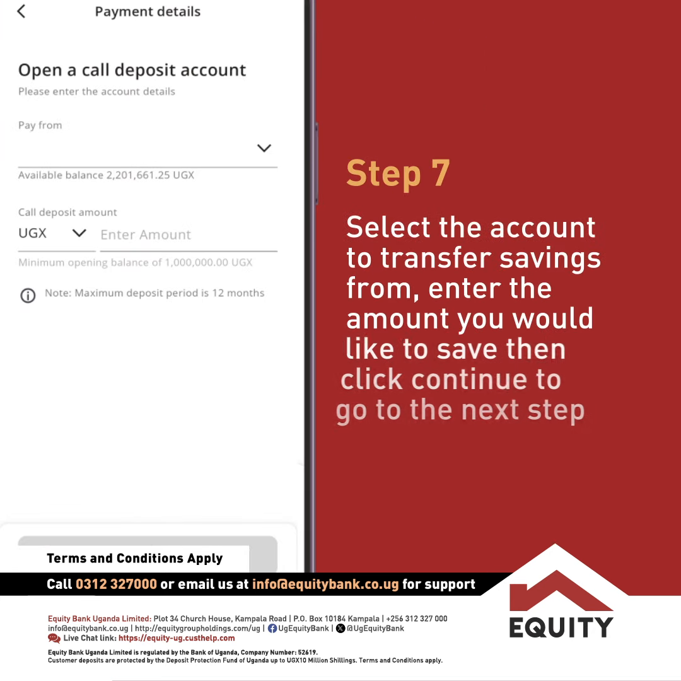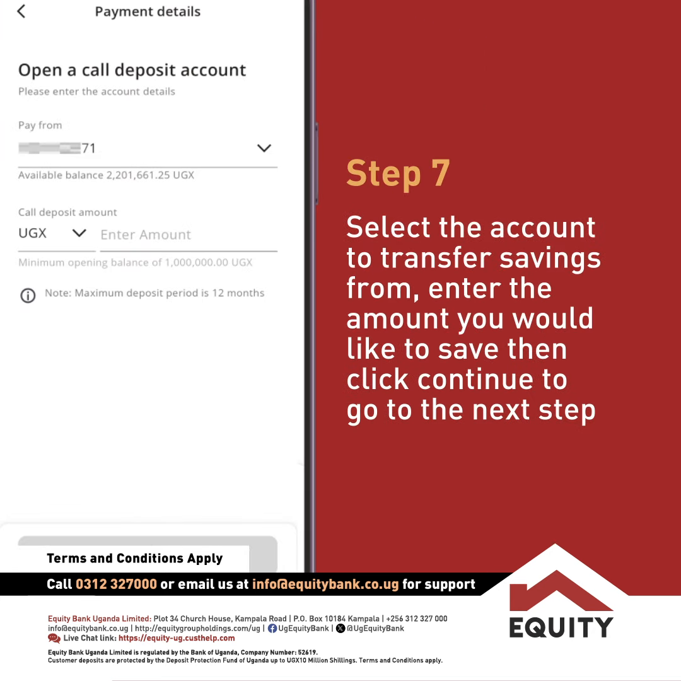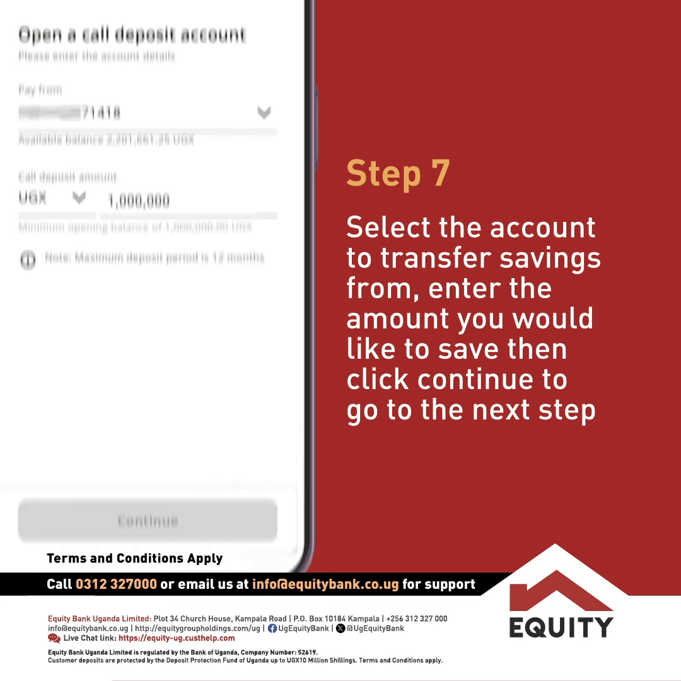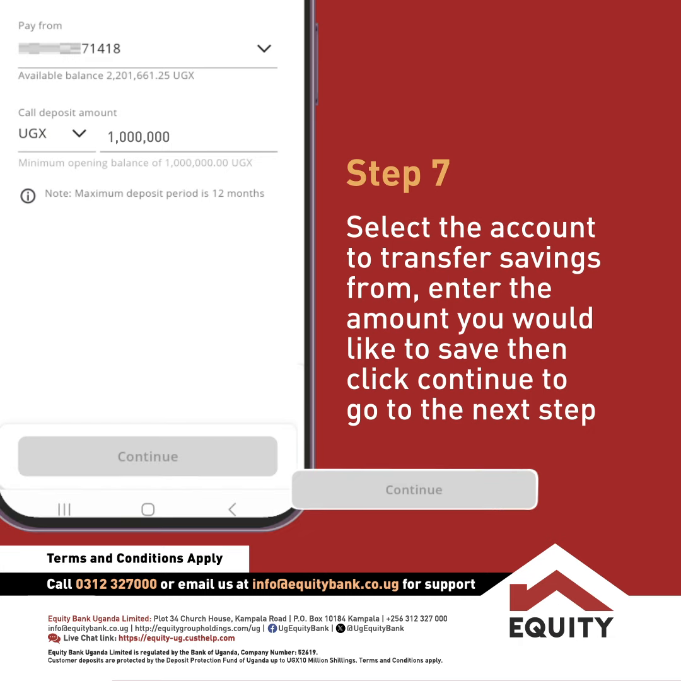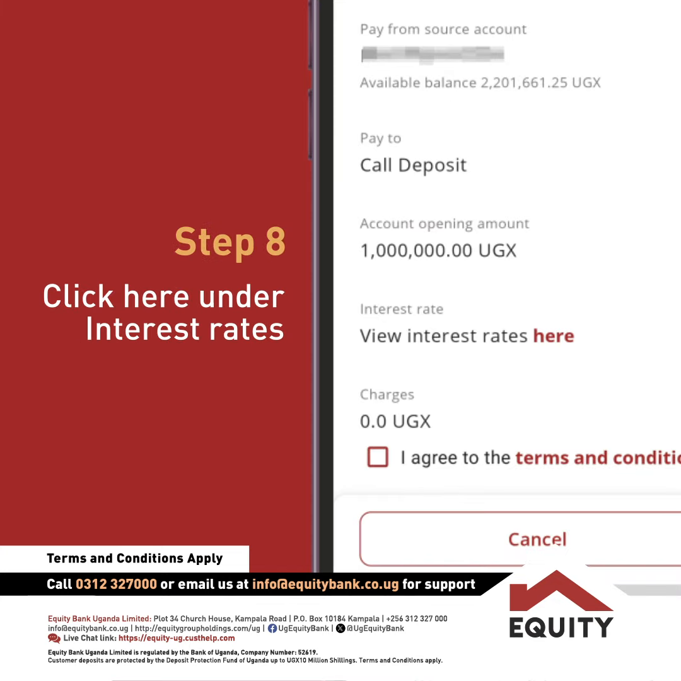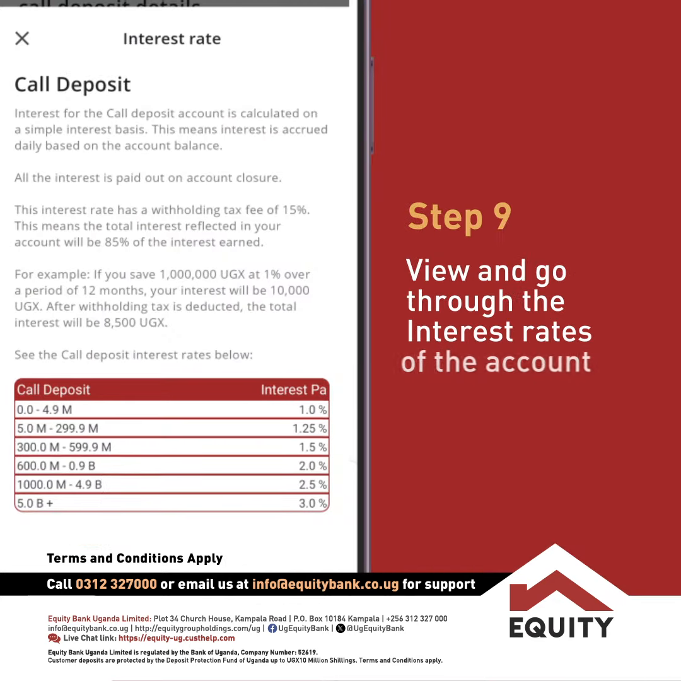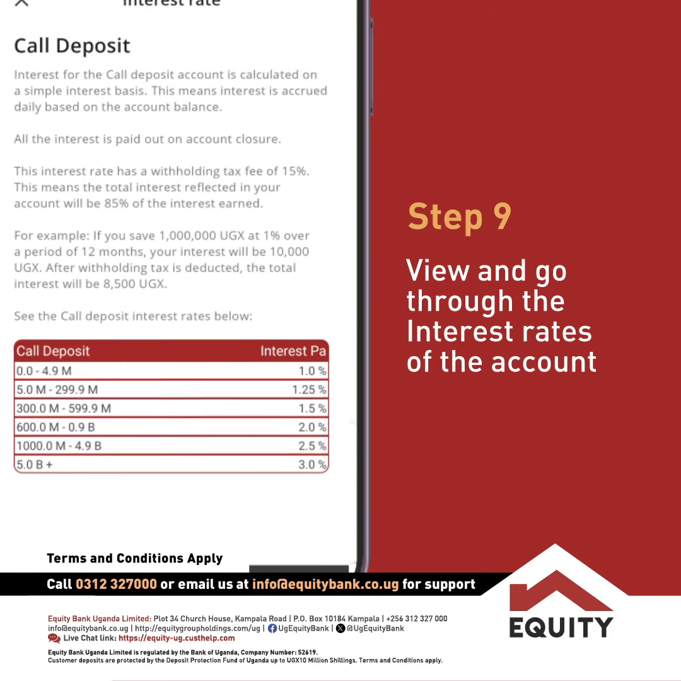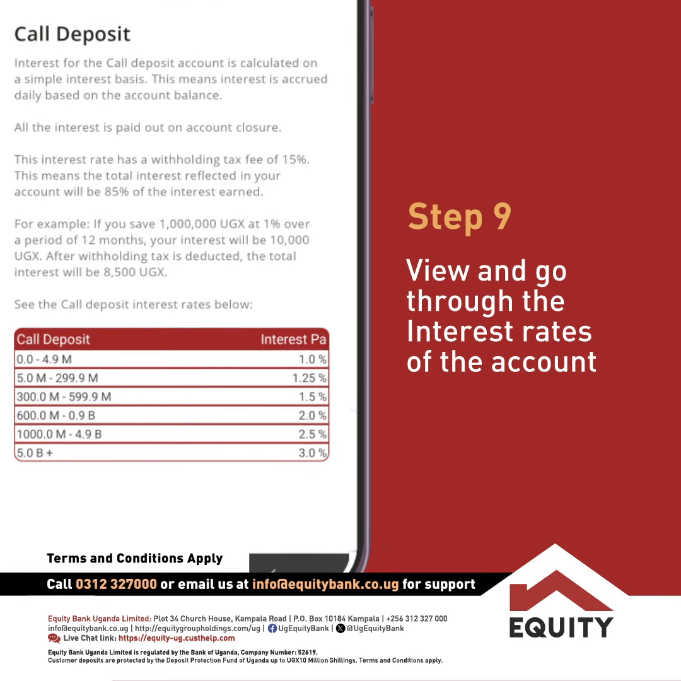Step 7. Select the account to transfer savings from. Enter the amount you'd like to save, then click Continue to go to the next step. Step 8. Click here under Interest Rates. Step 9. View and go through the interest rates of the account.